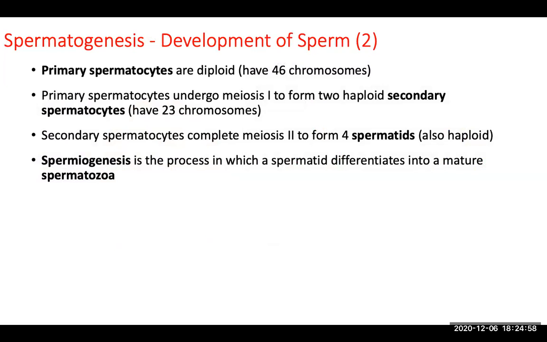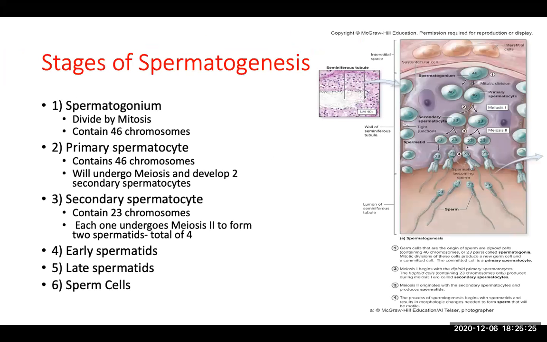So the primary spermatocytes are diploid. They have 46 chromosomes, but they will undergo meiosis 1 to form 2 haploid secondary spermatocytes, which have 23 chromosomes. Secondary spermatocytes complete meiosis 2 to form 4 spermatids, which are also haploid. And spermiogenesis is the process in which the spermatid will differentiate into a mature spermatozoa.